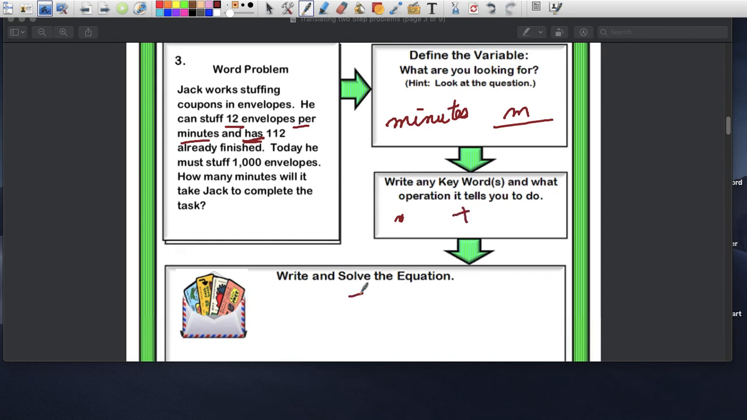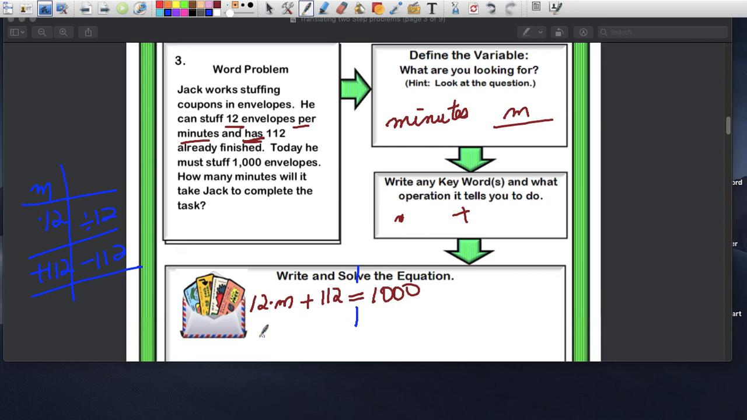So here's what my equation looks like. I need to stuff 1,000 envelopes. I need to know how many minutes it's going to take me. But I know I can stuff them at 12 envelopes per minute, so that's 12 times m, and that was my relationship here. Plus the fact that I already did 112, so I don't need to do 1,000. I already did 112. I can do a little bit less. So here's your story. M is being multiplied by 12 plus 112. So we're going to subtract 112 and then divide by 12.